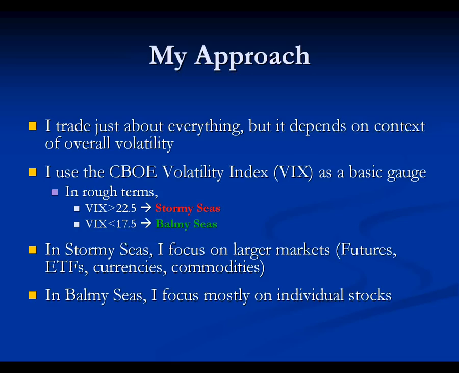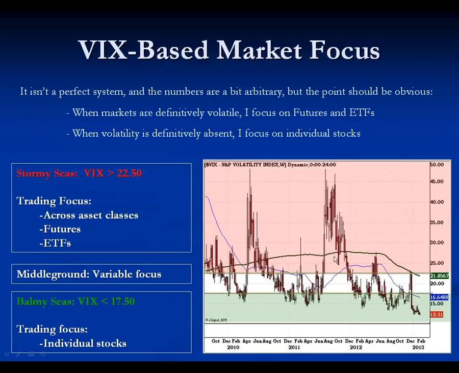So when we've got what I put here on the screen as stormy seas versus balmy seas, this is a kind of division in the VIX. And I show a picture of it right here. You can see the VIX charted right here. That's the CBOE Market Volatility Index. For those of you who don't know, you should definitely look into this and understand it.